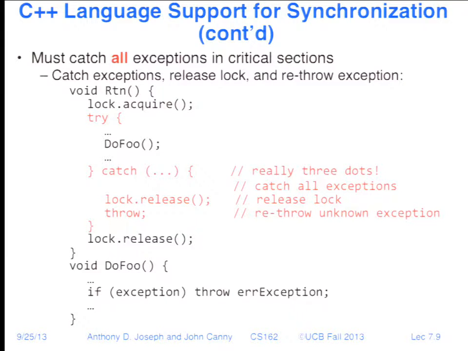One gnarly issue with C++ is it doesn't have an ancestor exception class that basically specializes to all the exceptions. So there's no way to catch a universal exception object here. And this piece of syntax is literally three dots. It's not a placeholder for something. It means catch anything. It's a specific piece of syntax. But since it doesn't know the type of that thing, you don't actually get a handle on the thing that's being thrown. So it does allow you to release the lock. On the other hand, when you throw, you're going to throw an unknown exception. So this is kind of bad because it loses the state that you had about what was wrong.